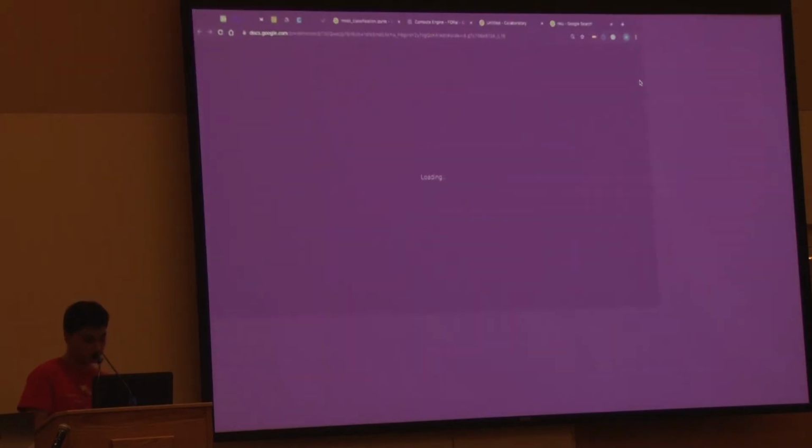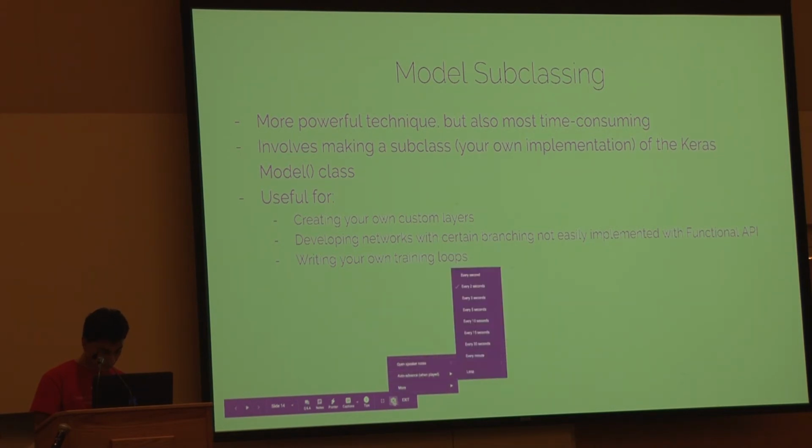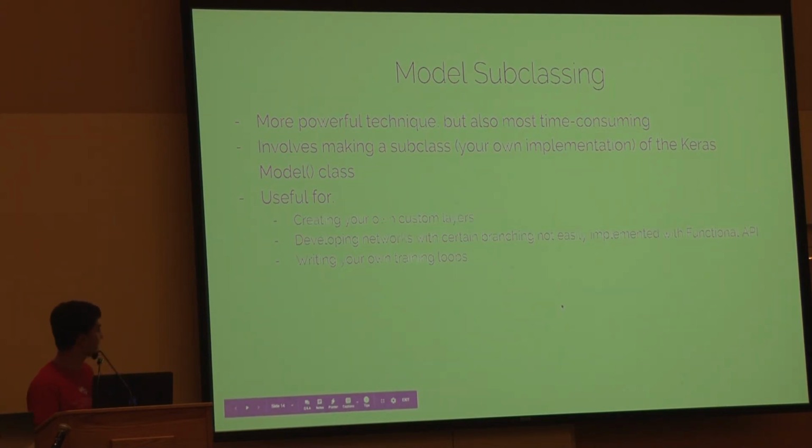I'll just read through it. It's not too bad here. I can't really find that, so I'll just speak through it. The next step is the last thing we're going to cover for this workshop. We did sequential, we did functional. Now we're going to do subclassing. This is the most powerful technique in the sense that it gives you the most flexibility to write your models.